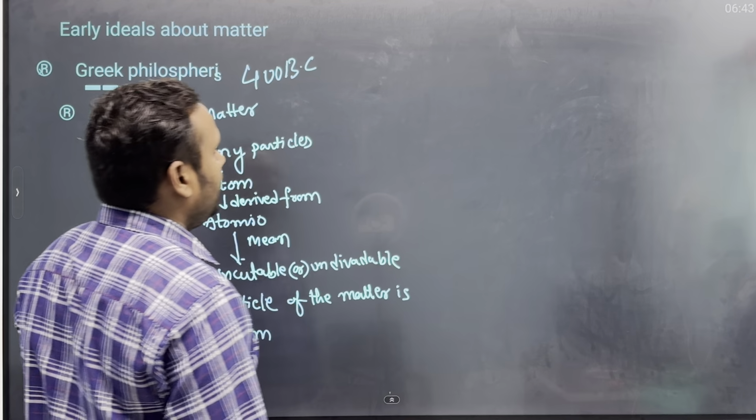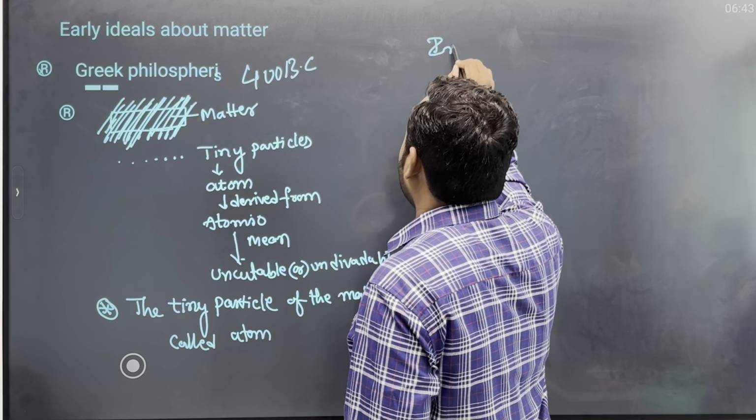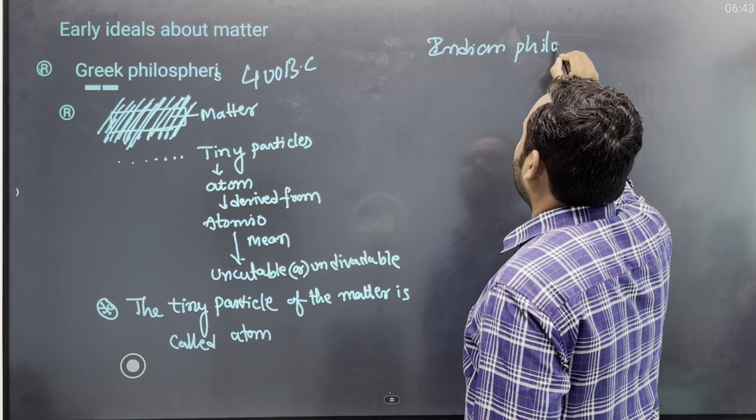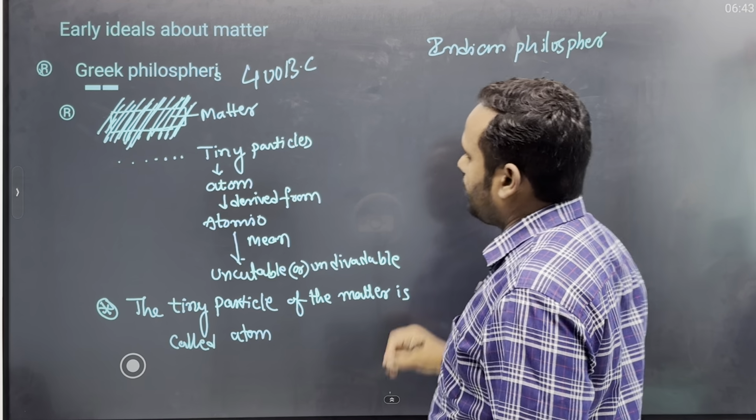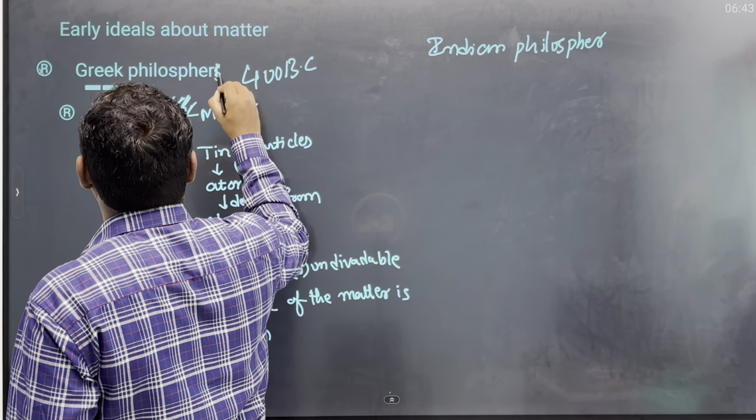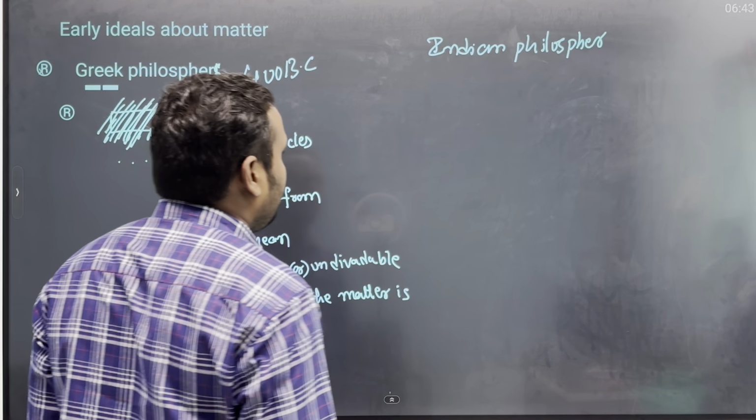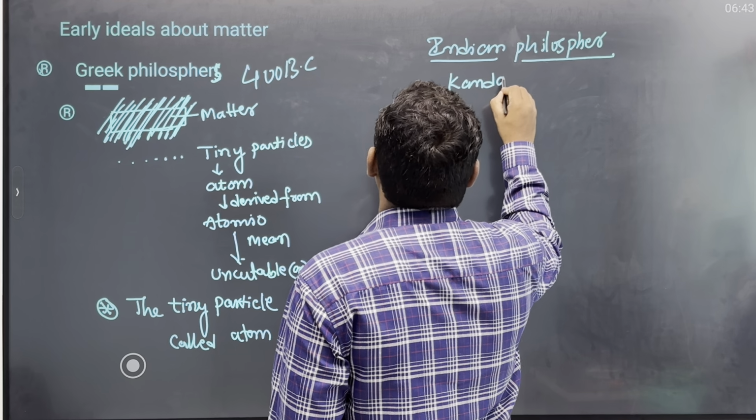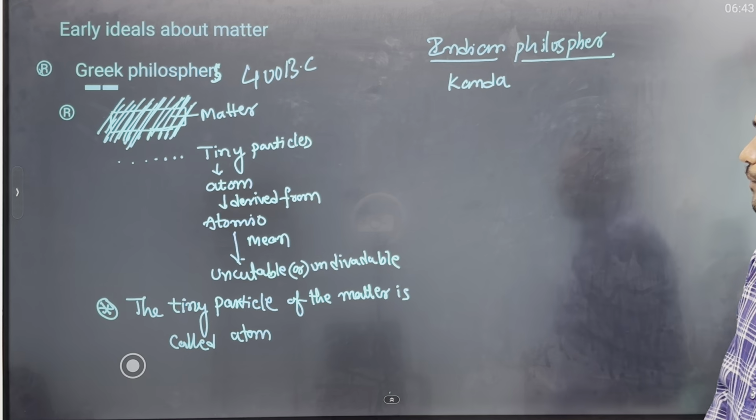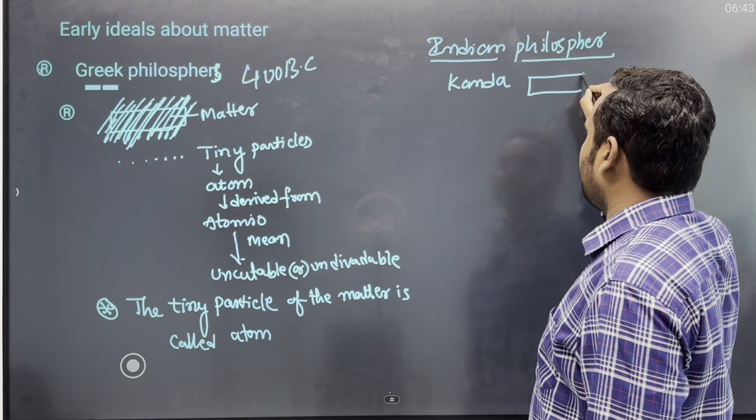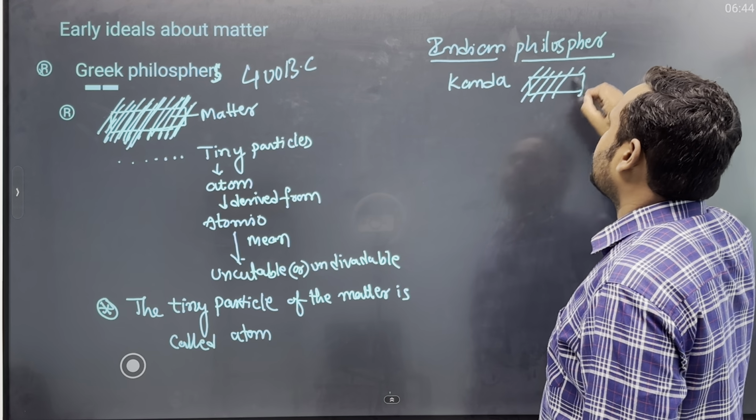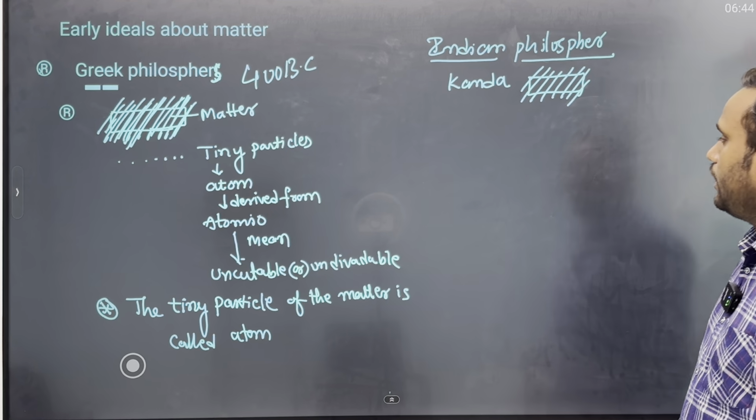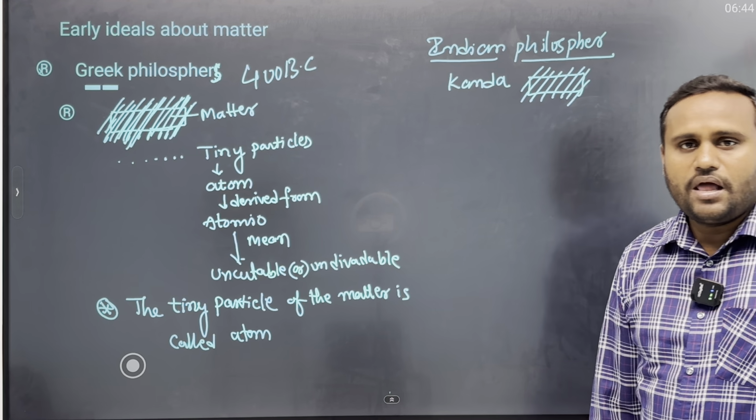Next, Indian philosophers, like Maharshi Kanada. Maharshi Kanada also did the same experiments, which means he also divided the matter continuously with the help of sharp knives, because with him also there were no sophisticated devices available.